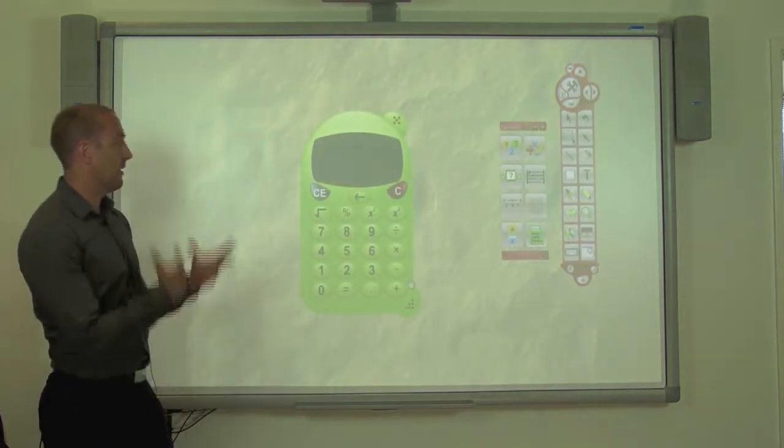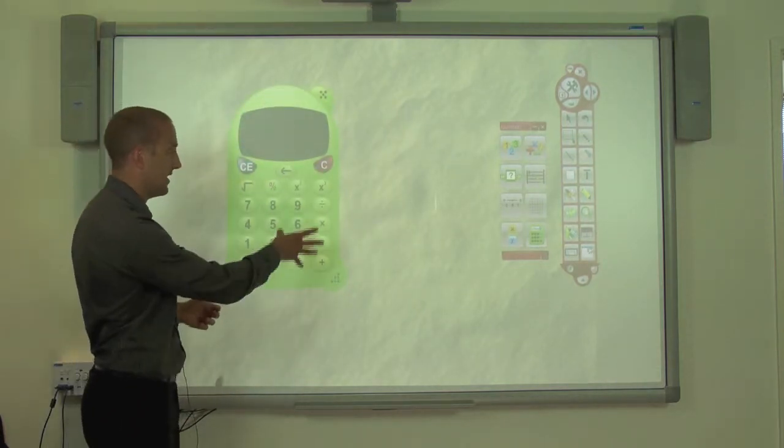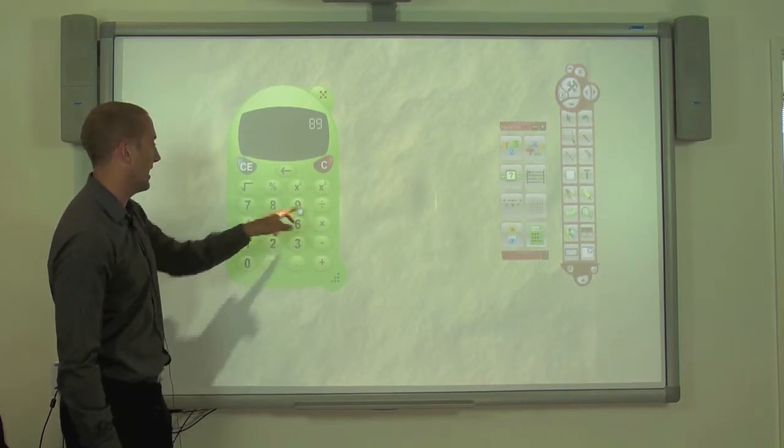This is our onboard calculator. Great for areas, you know, if you're solving some equations on a math sheet, they can have this to their side and they can be using it just like a big calculator.